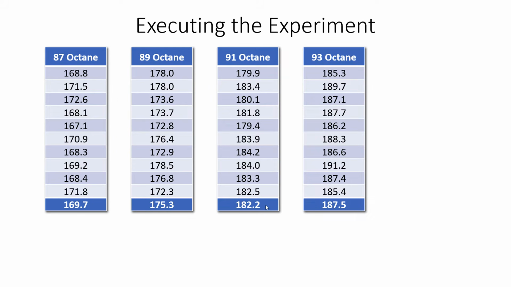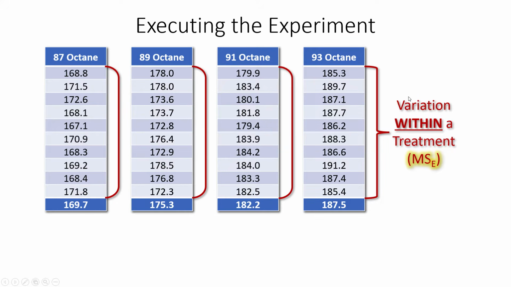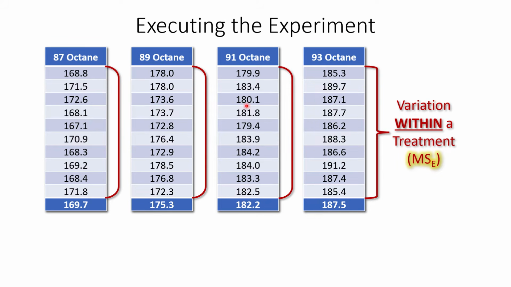Now, the first thing I want you to look at is each treatment group specifically. Look at the actual data points in each treatment group, okay? I want to point out something important. There is variation from data point to data point within each treatment group, okay? 179, 183, 180, 181, 190. There's some natural variation associated with the horsepower measurement. 178, 173, 172, 168, 167. There's variation within a treatment group, okay?